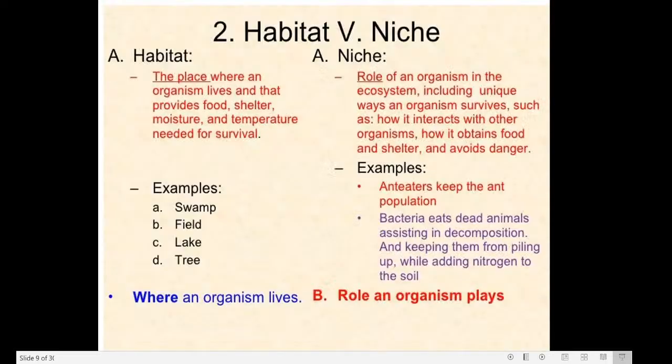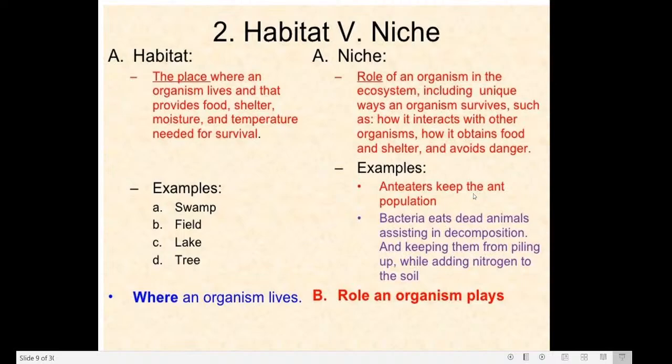These are two examples of role. It may be the food, the shelter, moisture, temperature; these are all habitat based. And in the niche, in an ecosystem, it is the unique way an organism survives, such as interactions: how it interacts with other organisms, how it obtains food, and how it uses shelter to avoid danger. Here, examples of habitat are a tree, field, lake and swamp. These are examples of habitat.